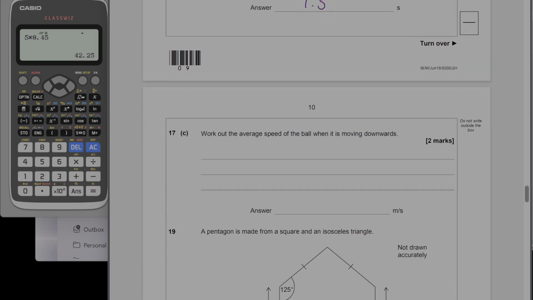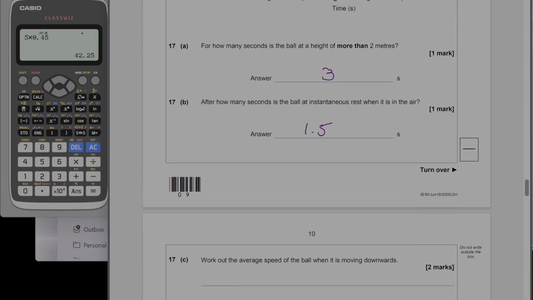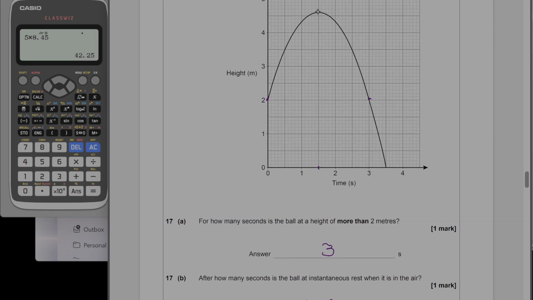Right. Work out the average speed of the ball when it is moving downwards. So the average speed when it is moving downwards. So in effect, I want the gradient of that purple line. I've not drawn that very neatly, but you get the idea. So let's just look. So we've gone to a height of 4.6.